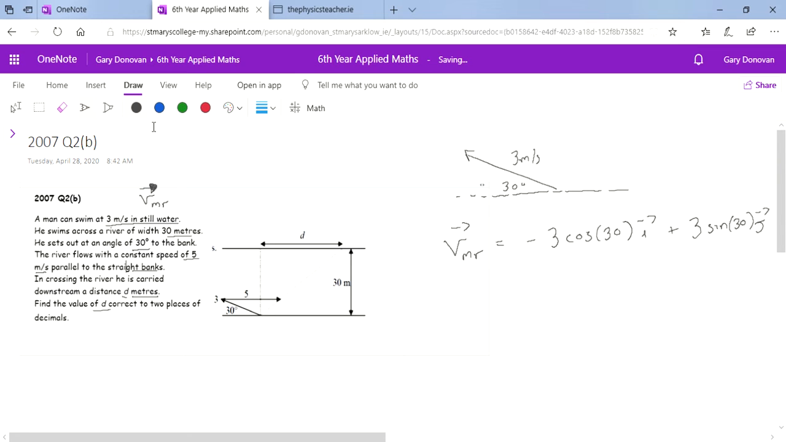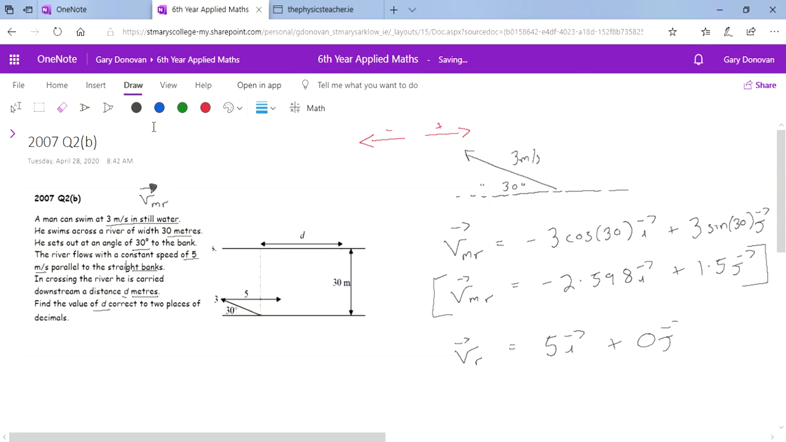And just be careful with your sign notation. We're saying here that the direction to the left is minus and to the right is plus. Type that into your calculator and you'll get an answer of minus 2.598i plus 1.5j. So this is the velocity of the man, assuming that the current is not flowing, the velocity of the man relative to the river. The velocity of the river is easy. It's just going to be 5i plus 0j because it has no component in the j direction.